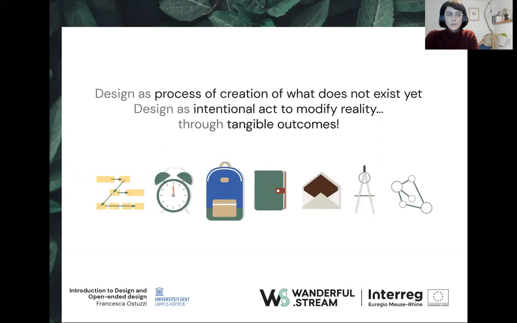But first of all, we said design is the process of creation of what does not exist yet. It's an intentional act to modify the world. And how does design work? It works through tangible outcomes. So a typical designer builds products, prototypes, to test some theories, some ideas, and again, to modify reality into a better status. Nonetheless, I usually like to change the word tangible into the word experientiable.